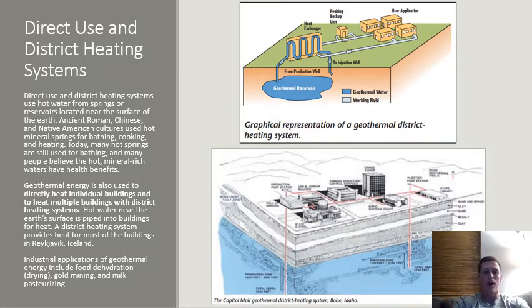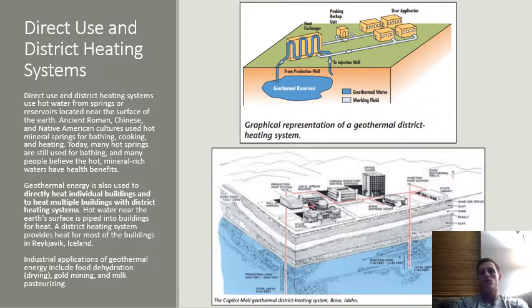Practical applications for this system would be to directly heat individual buildings, or as part of a system to heat multiple buildings. That would be called a district system. Hot water near the Earth's surface is piped into buildings for heat, and a district system provides heat for most of the buildings in Reykjavik, Iceland. Industrial applications for this can include food dehydration, gold mining, and milk pasteurization.